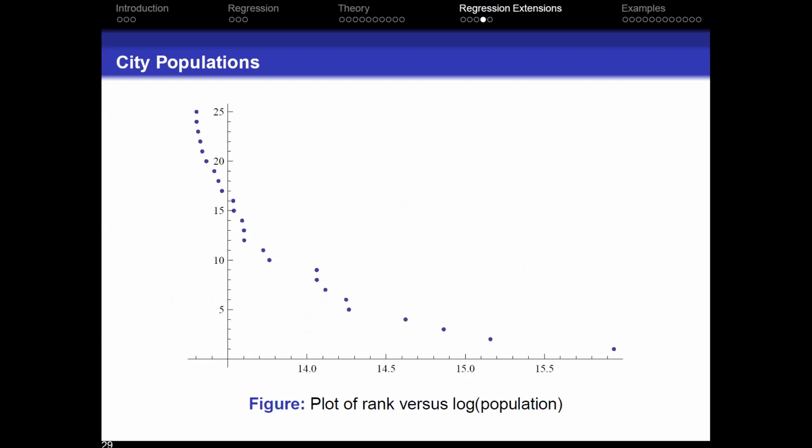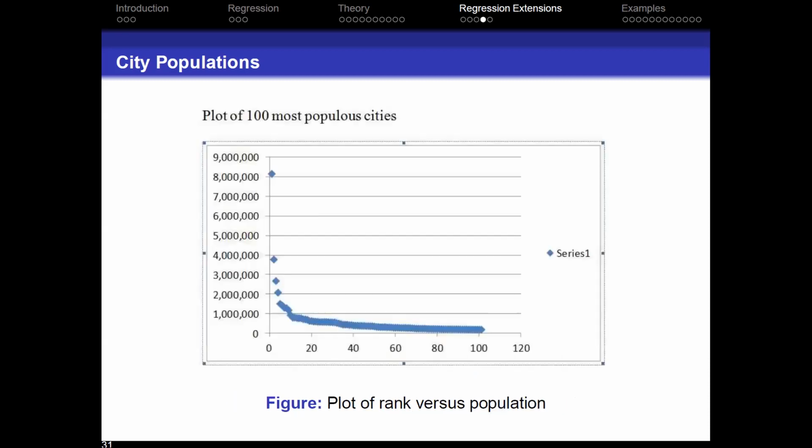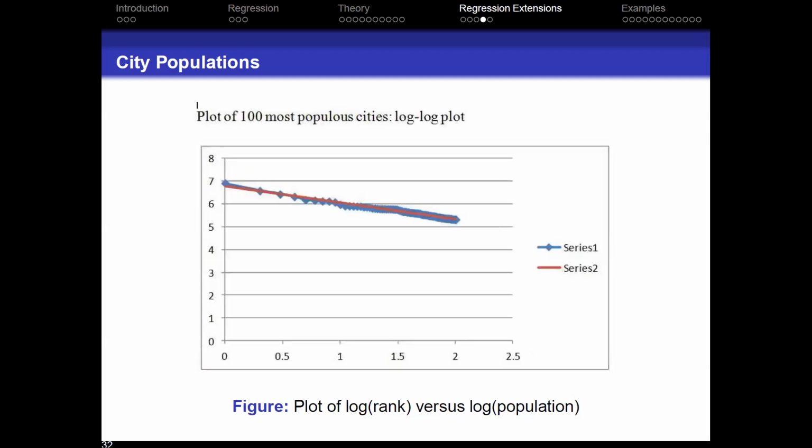I'm going to plot the rank versus the log of the population. This is often known as a semi-log plot. I've taken the log of one of the items. I still can't really tell what that is. But if I plot the log of the rank versus the log of the population, that actually looks pretty linear. Now here's a plot of the 100 most populous cities. And when we do a log-log plot, you can see a straight line does a phenomenal job of describing the behavior.